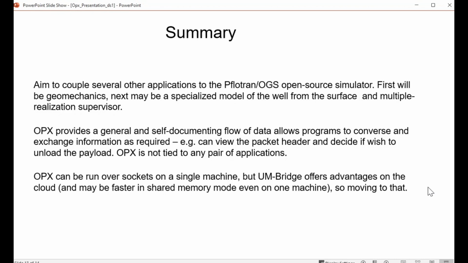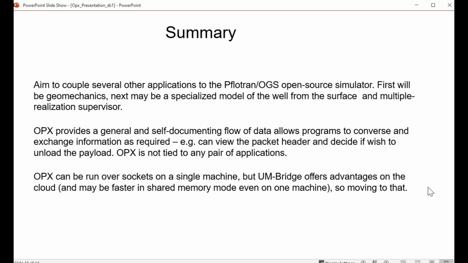So if I could summarize, we want to couple our simulator to a lot of other applications, some of which may be proprietary. The first is geomechanics, the next will probably be a well model, and after that comes a multiple realization handler. The nice thing about the data packets is they're self-documenting. So you can get a stream of packets, read the header and think, I don't care about this, pressures are of no interest to me, I'm waiting for concentrations, and just ask for another packet. And it's not tied to any particular pair of applications, and we can release this to people who don't want to send us their source code.